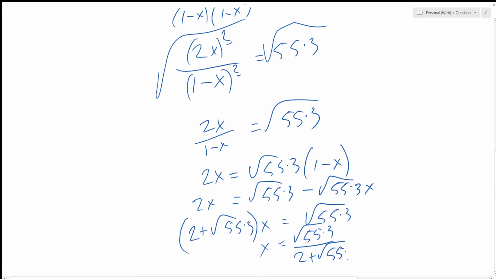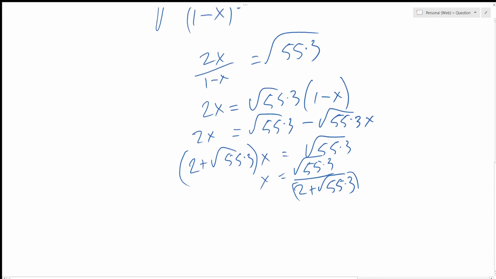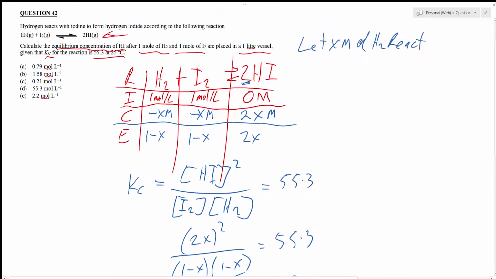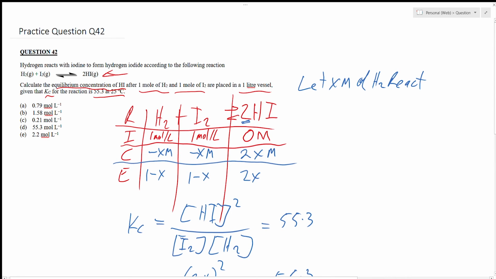Now we can use a calculator and work out that our X is equal to 0.788 moles per litre. So at this point here, a lot of students would rejoice because we have an answer. And if we go to the multiple choice answers here, we can see that A does indeed look like it lines up with that amount here.